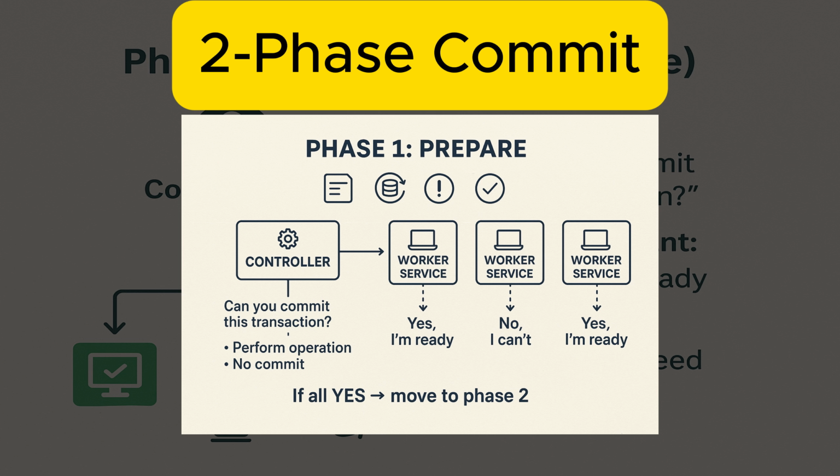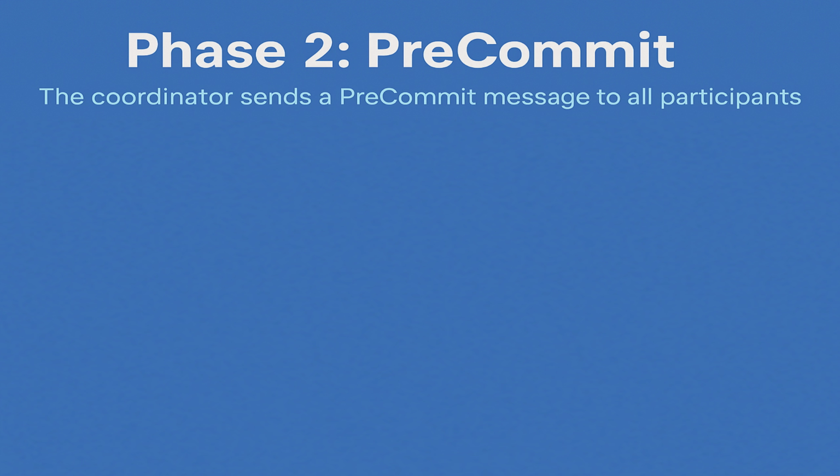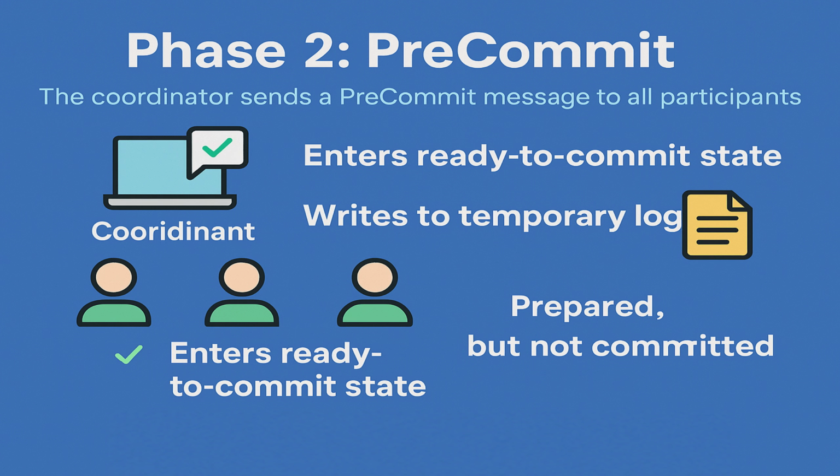Now, the changes come from the second phase, which is pre-commit. This is the phase that doesn't exist in two-phase commit. The coordinator sends a pre-commit message to all the participants. This tells them, we are all set, get ready to commit, but don't do it yet. Now each participant enters a ready-to-commit state, writes its changes to the temporary log, and acknowledges back to the coordinator that the pre-commit is done. At this point, participants are prepared but not committed.